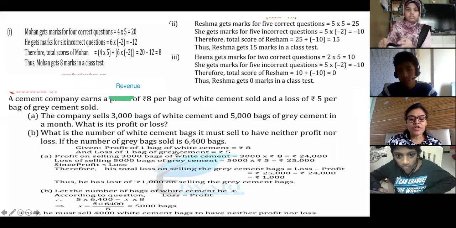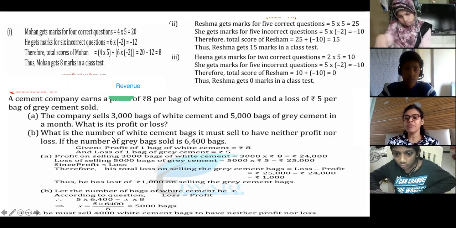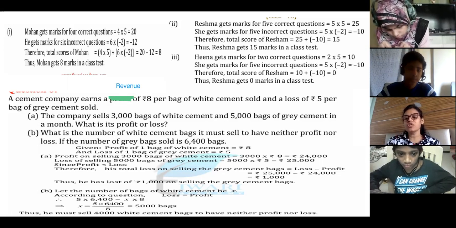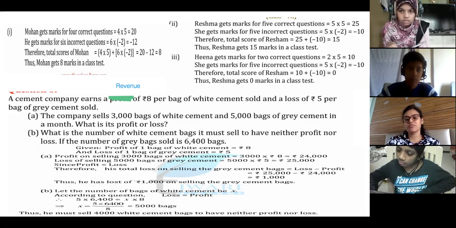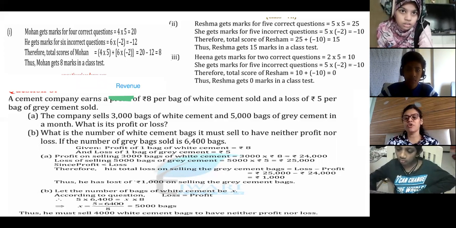Now, the number of gray bags is given. The number of white cement bags you don't know. They are telling us no profit, no loss. That means profit is equal to loss. Whatever profit you are gaining is gone in loss. So that means no profit, no loss.